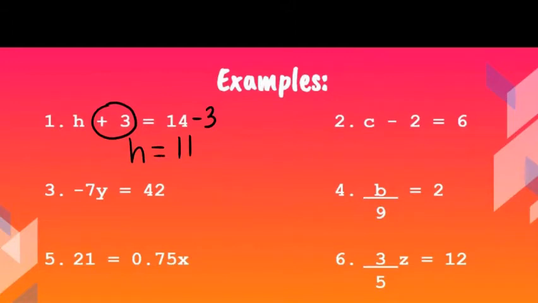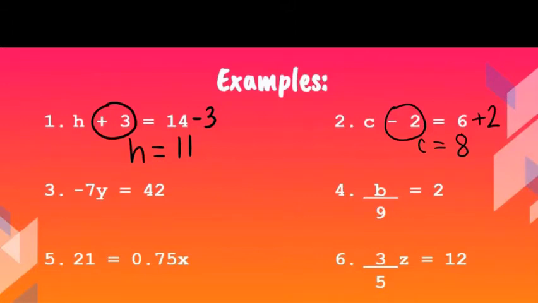h equals 11. Number 2, c minus 2 equals 6. We're going to circle the part we're changing, so circle minus 2. When we bring the minus 2 to the other side, we're going to change to its opposite, which is plus 2. Then we're going to add that together. 6 plus 2 equals 8. Bring down your variable c and the equal sign, and that's the answer.